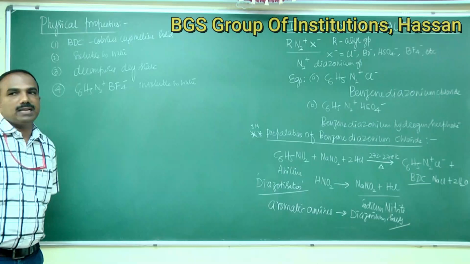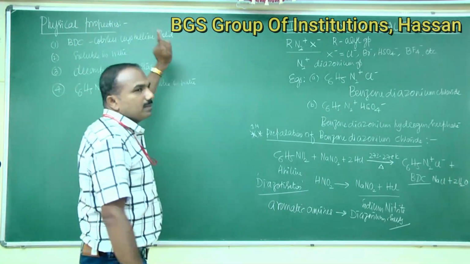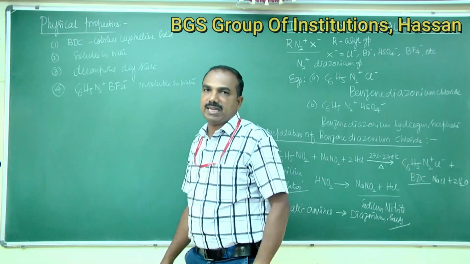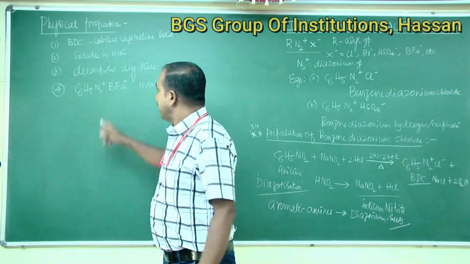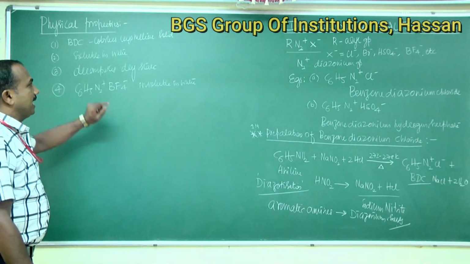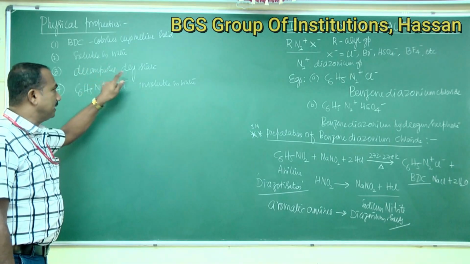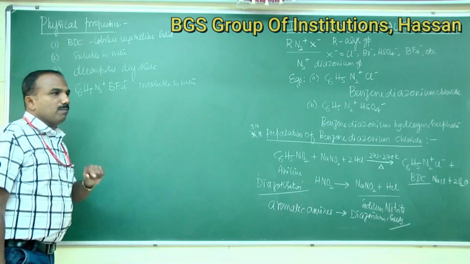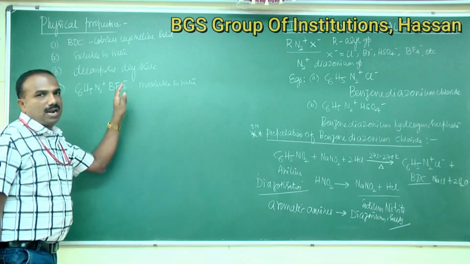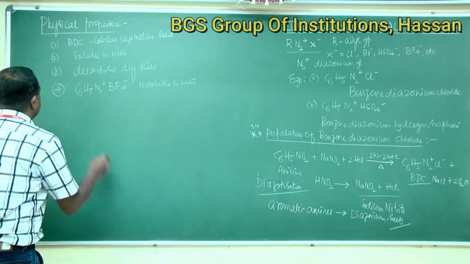So this is about the physical properties of diazonium salts. First one, benzene diazonium chloride is a colorless crystalline solid. Second one, it is soluble in water, stable at cold and reacts when it is warmed. Third one, it readily decomposes in a dry state. Fourth one, benzene diazonium fluoroborate is insoluble in water at room temperature. Okay, so next is chemical properties.